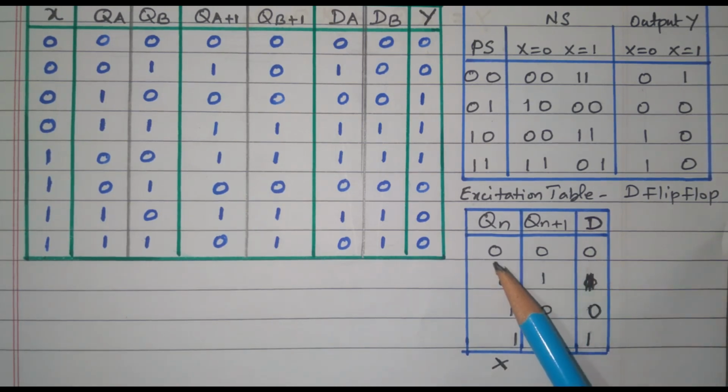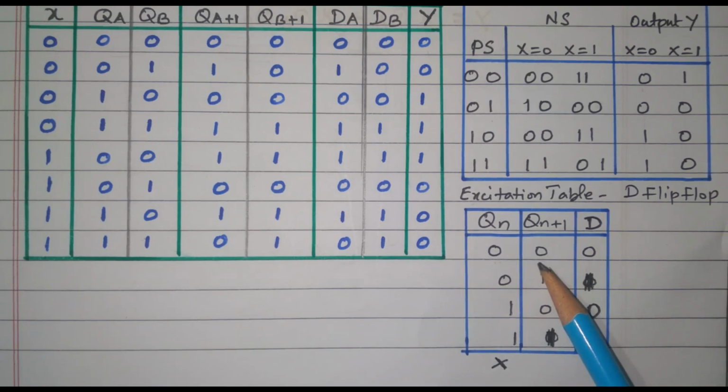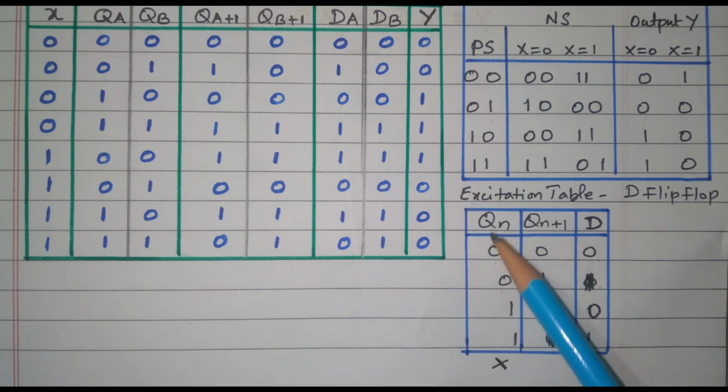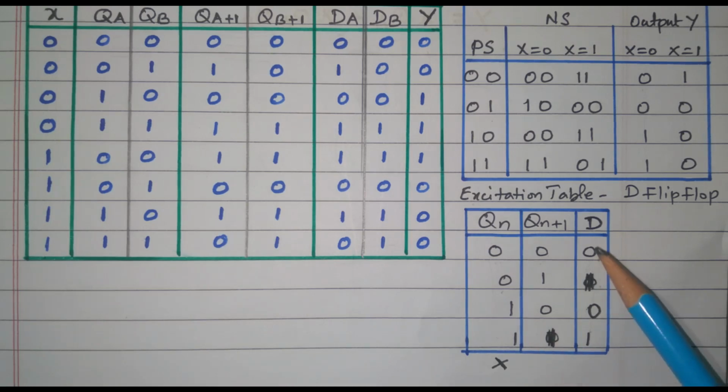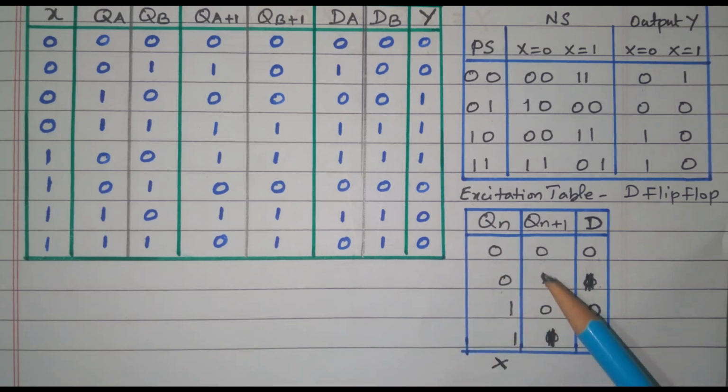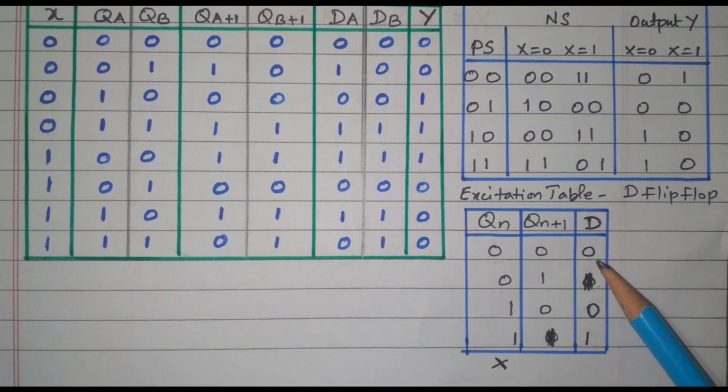For example, current state 0, next state 0: what is the input of the D flip flop? Current state 0, next state 1: what is the input of the D flip flop, right? In this D flip flop the current state is not taken into account. What is the value of the next state? That is nothing but the input to the D flip flop. The input to the D flip flop will be reflected as the next state. It does not bother about the current state. Whatever may be the current state, the next state purely depends upon the value of the D input. The D flip flop input will be reflected.